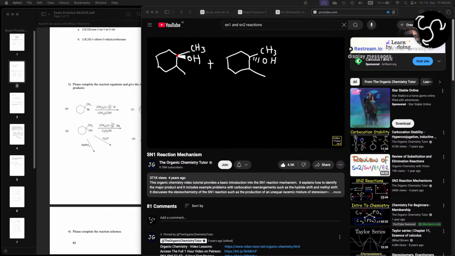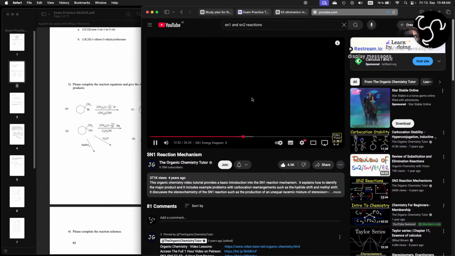And so that's it for this example. So watch out for carbocation rearrangements when dealing with the SN1 reaction mechanism. Now, here's another question for you.